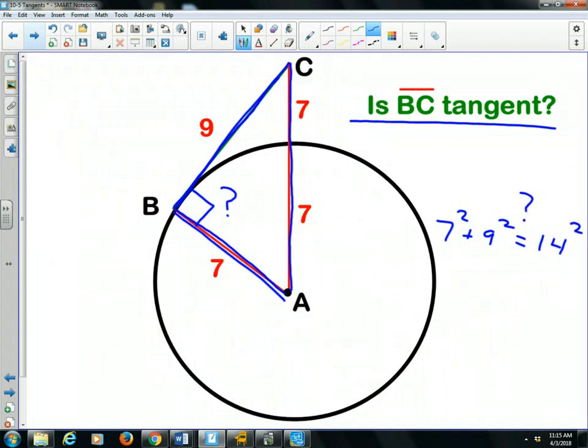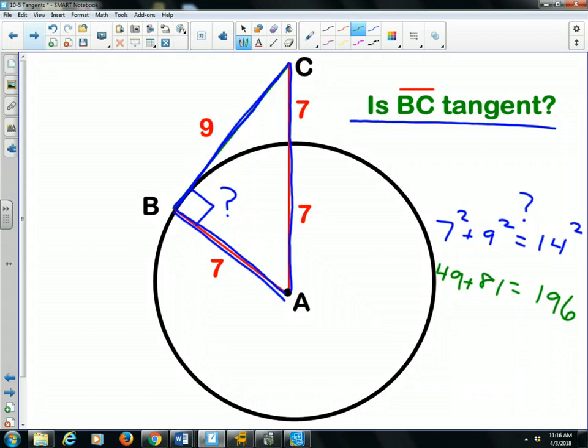Now we're not saying that it is, we're asking ourselves the question. If a squared plus b squared equals c squared, if that does work, then it is tangent. If the left side does not equal the right side, then it's not tangent. Let's take a look. Does 49 plus 81 equal 196?